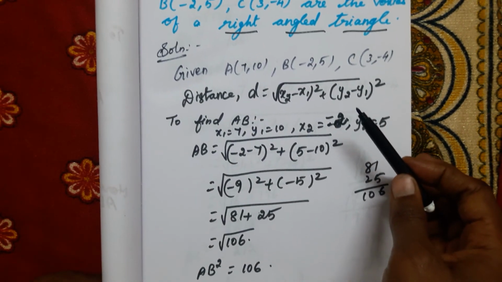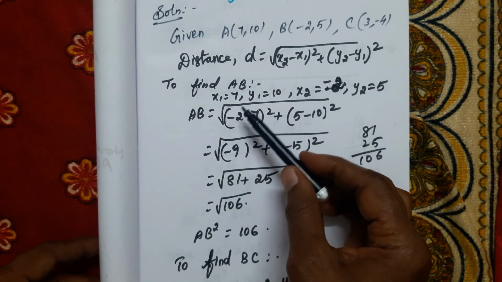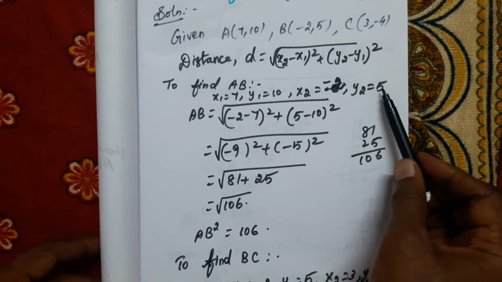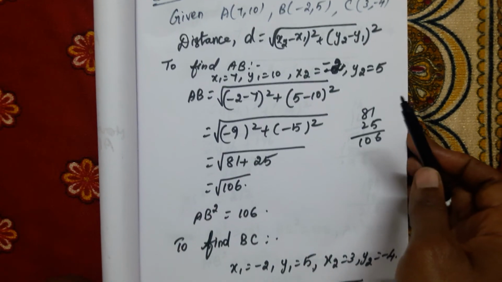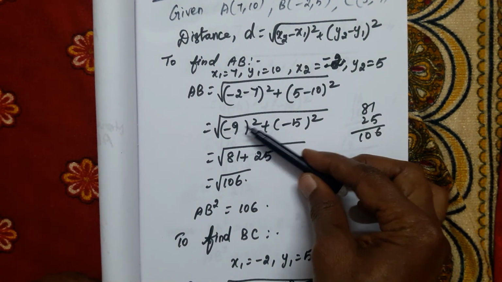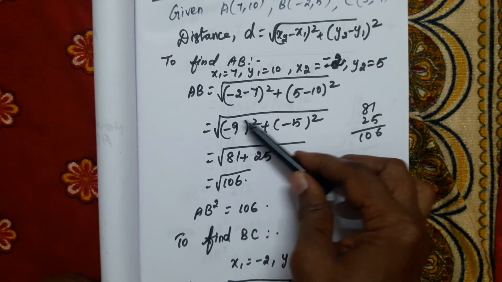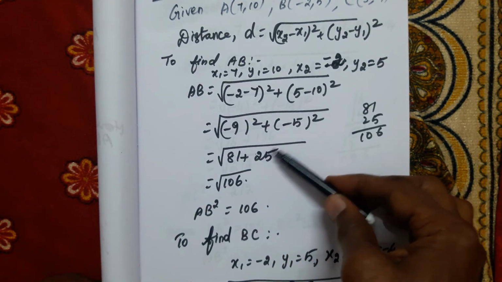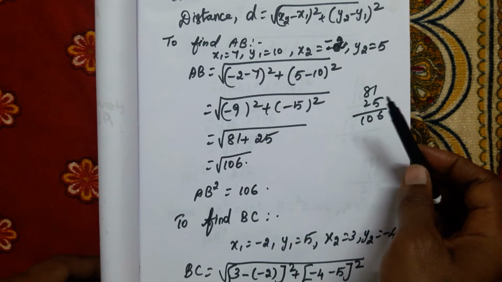We have to find out the side AB. AB is equal to root of (x2 minus x1) the whole square, (2 minus 7) the whole square, plus (y2 minus y1) the whole square, (5 minus 10) the whole square. Minus 9 the whole square is equal to 81. Minus the whole square means positive. Minus 5 the whole square is equal to 25. It's equal to root 106.